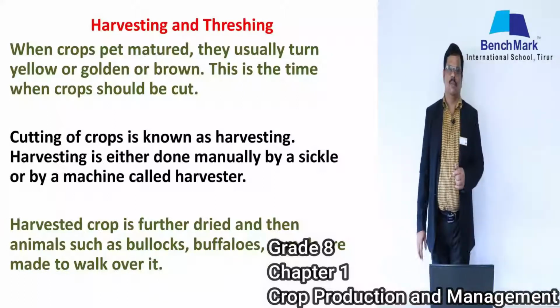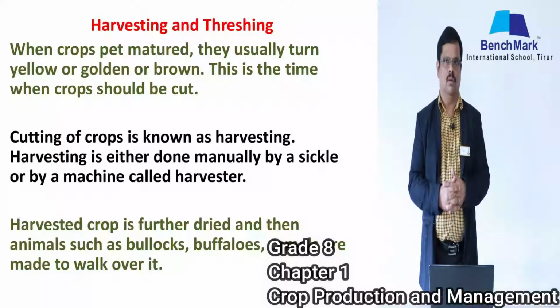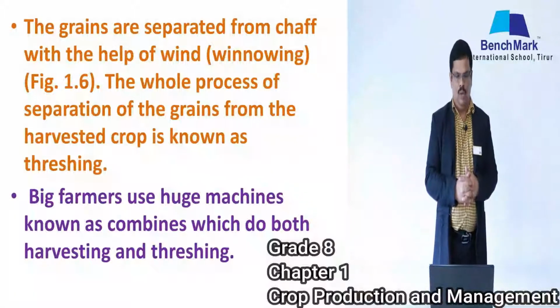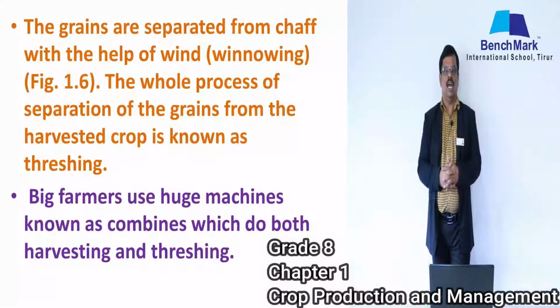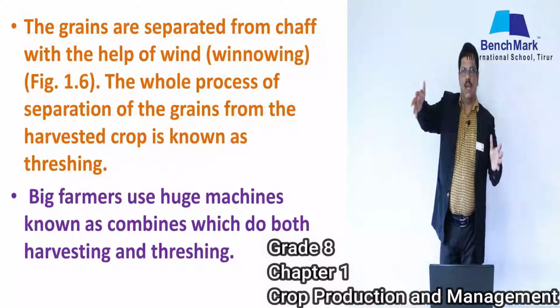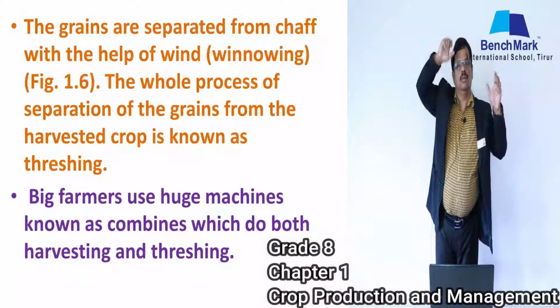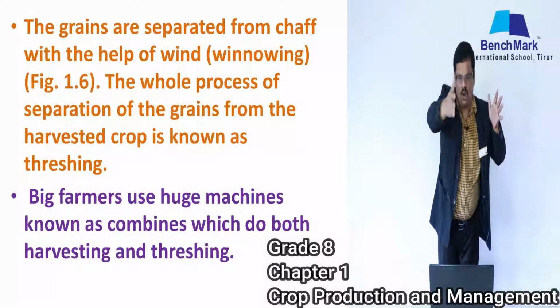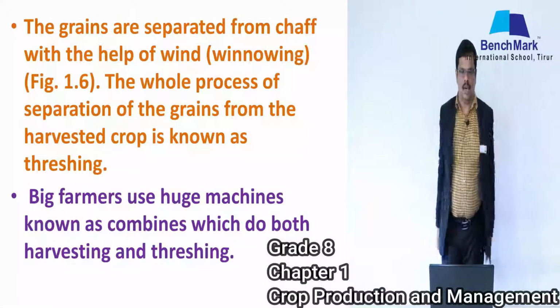Okay, now another process is there, it's called winnowing. You know what? Grains are separated from the chaff, the unwanted part, with the help of wind. Wind will be blowing from one side, and a person stands upright on a high place, and he will be doing like this. So what happens? The seeds will fall near and the waste will move away. So that is happening.